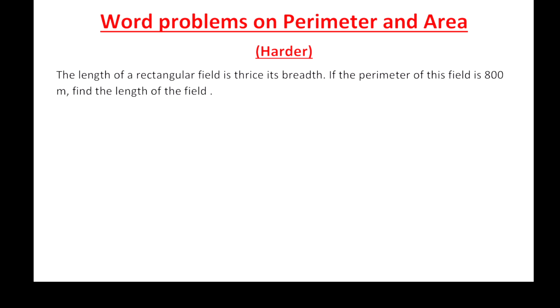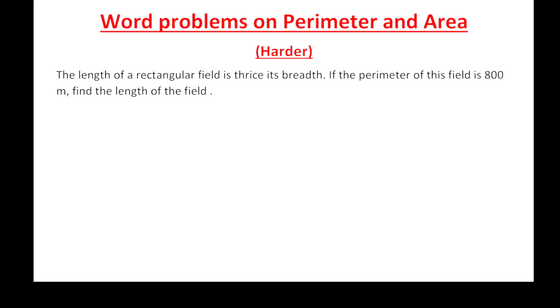Hello friends, in this video we are going to try word problems on perimeter and area, and this time we are going to do some harder problems. So let's get started. The length of a rectangular field is thrice its breadth. The perimeter of this field is 800 meters. Find the length.